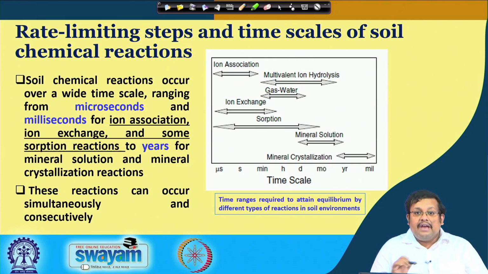For example, ionization and ion exchange, as you can see here, occur in a very short period of time, varying from microseconds to minutes, just opposite to mineral crystallization, which can take years to millennia to occur. Now, these reactions can also occur simultaneously and consecutively.